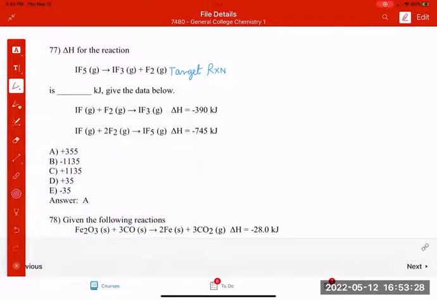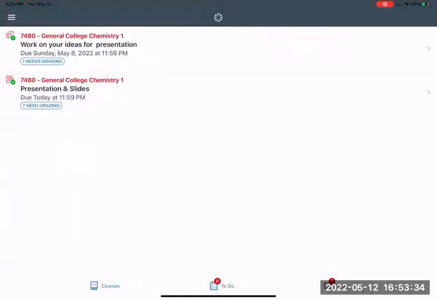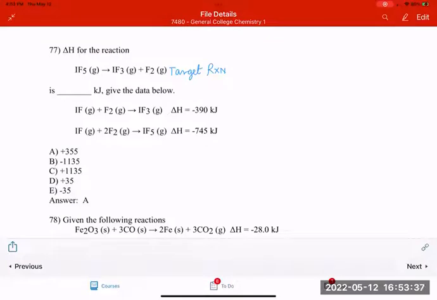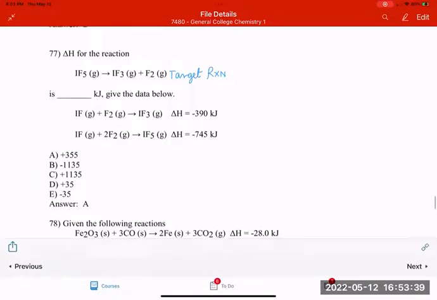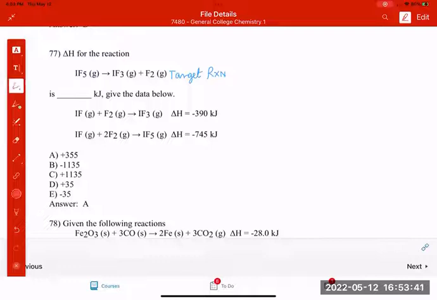You're going to see that IF5 is on the reactant side in the target reaction, and in this case, the IF5 is on the product side. So what are you going to do? Flip, right? This one has the IF5 on the product side, but we need it on the reactant side. So we need to flip this one. When you flip it, this becomes positive 745. Don't forget that.